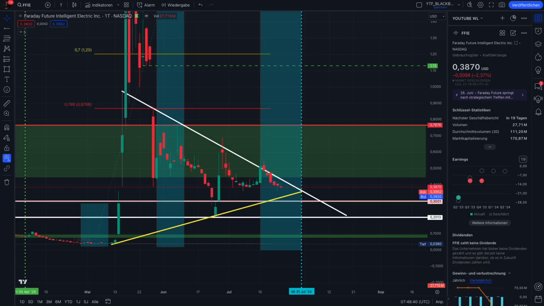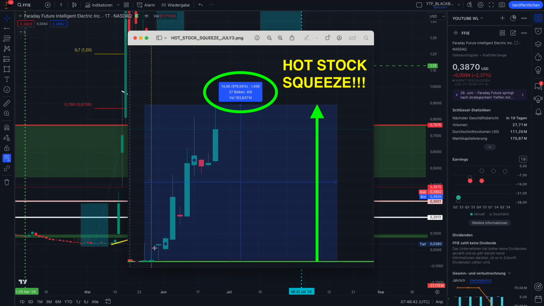If you want to see these hot stocks, we had an even bigger squeeze last week, 976%, also one of my hot stocks. The day when I made the prediction on Sunday, this was the buy-in price level here, and 976% in 1 week, guys, is a nice profit.